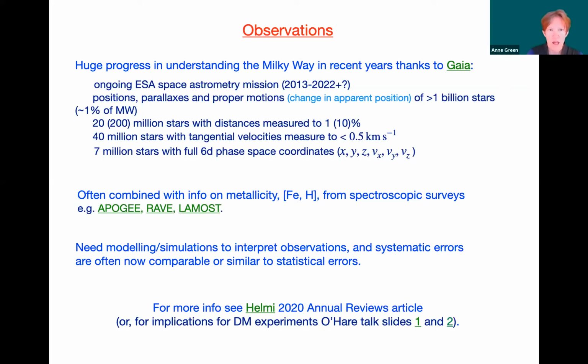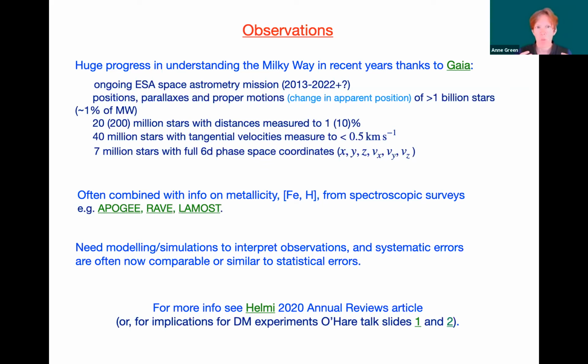Now I've divided things up, simulations, observations, but actually the division isn't that clear cut. And often to interpret the observations, you need modeling and in particular relying on the results of numerical simulations. And then the point I keep banging on about is that if the assumptions in your modeling aren't quite correct, the systematic errors are often now comparable to the statistical errors. And we'll see a really clear cut example of that in a moment.